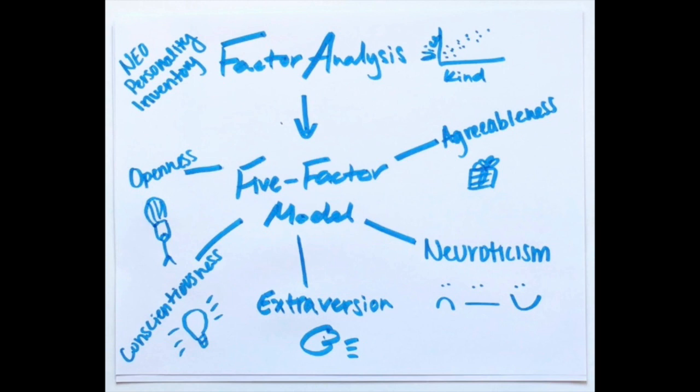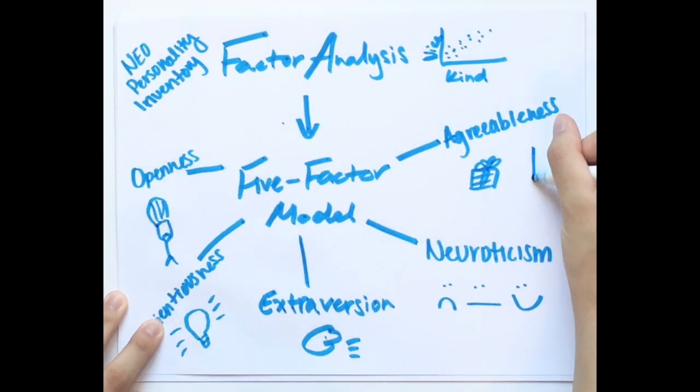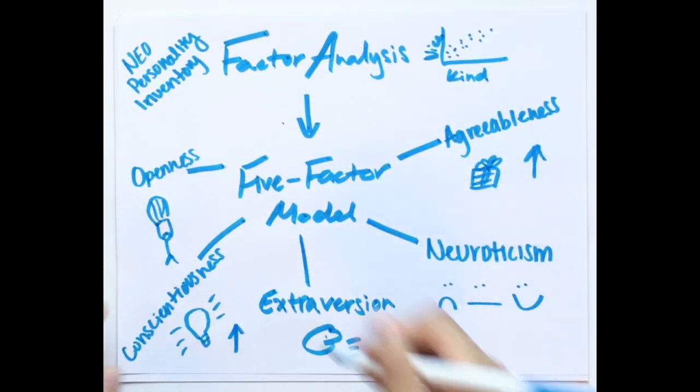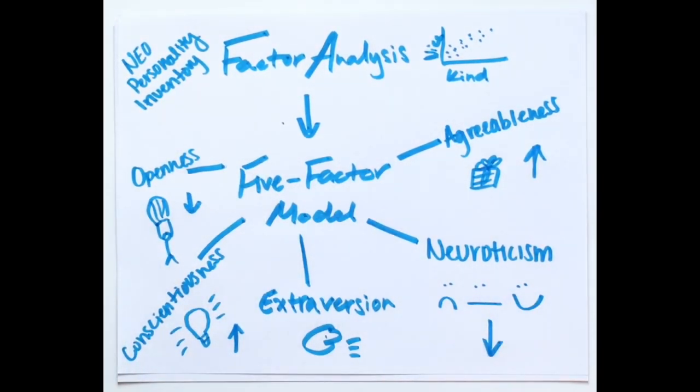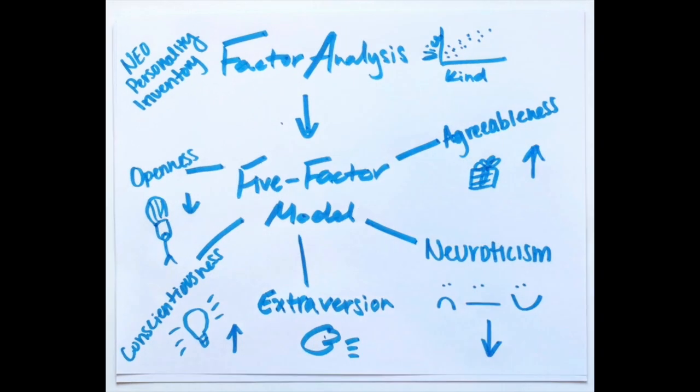I previously mentioned that traits are relatively stable throughout. However, studies have demonstrated that agreeableness tends to increase over time, as does conscientiousness. In contrast, openness and neuroticism tend to decrease. Extroversion remains at relatively the same level. Researchers have determined that there are more characteristics outside the Big Five which can affect one's personality.